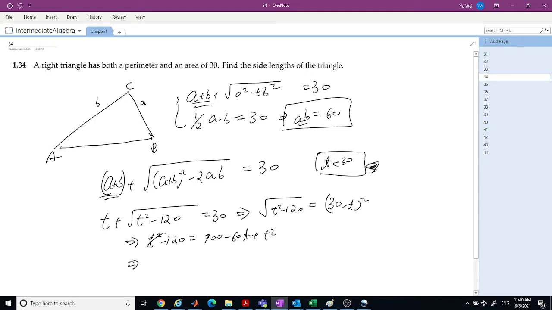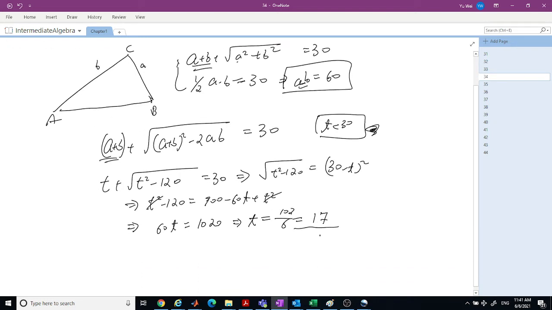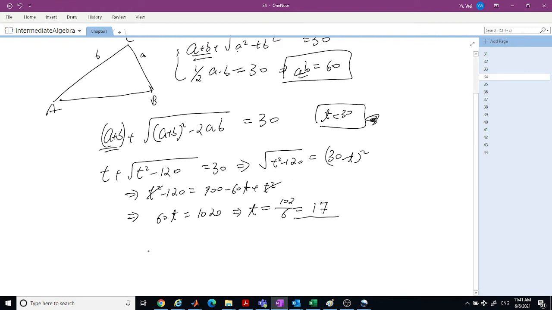So we have the t squared terms gone, right? So then we have 60t is equal to 1020. So we have t equals 1020 over 60, which is 17, right? Okay, now we know a plus b is equal to 17.